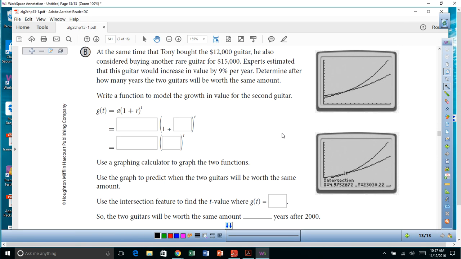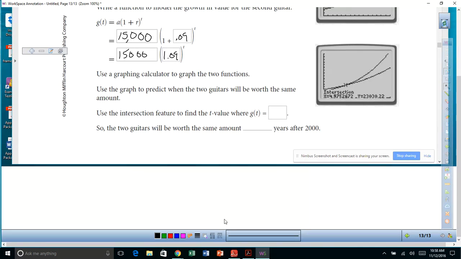Okay, so write a function to model the growth in value for the second guitar. So a is the initial value, which is $15,000. And then 1 plus, and it says it's going to grow by 9%, so 0.09. So my equation will be 15,000 times 1.09 to the t power. Now use a graphing calculator to graph the two functions.